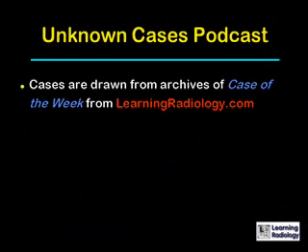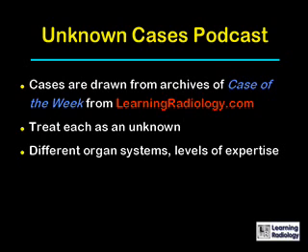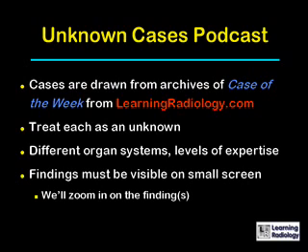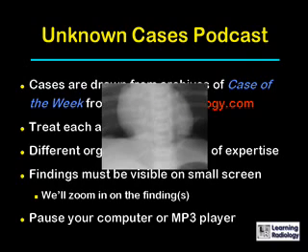This is a podcast of unknown cases, 10 in all. The cases are drawn from the over 300 cases of the week from LearningRadiology.com. The idea is to treat each case as an unknown. They involve different organ systems and they are at different levels of expertise. One of the constraints of unknown cases for the small screen is that the findings must be visible, and so we'll zoom in on the findings in most cases. And you should pause your computer or MP3 player so that you can study the cases.